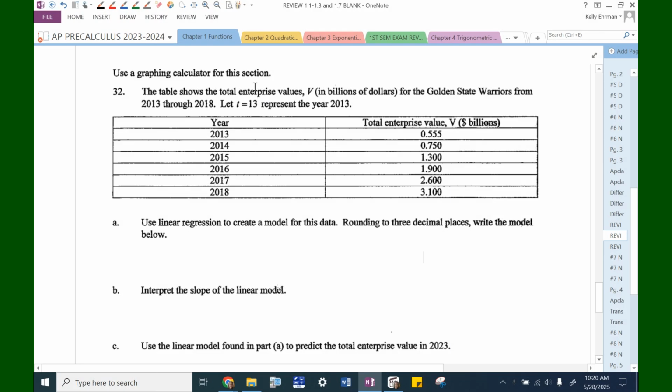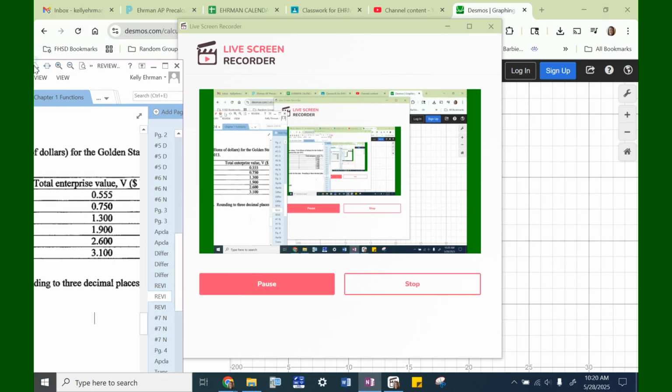The table shows the total enterprise values, which is V in billions of dollars, for the Golden State Warriors from 2013 to 2018. T equals 13 represents the year 2013. So we have this data set. Use linear regression to create a model for this data. Round to 3 decimal places and write the model below.